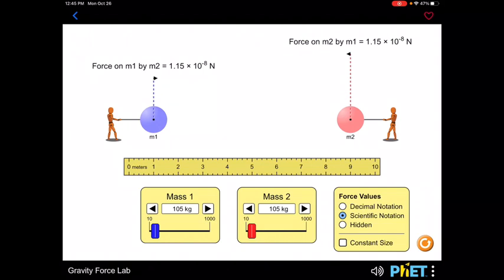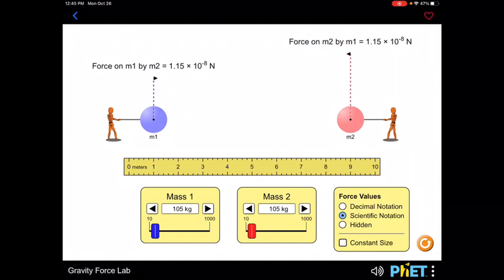And then the next column over, force on M1 by M2, we see that above the blue circle. So what we see there right now is 1.15 times 10 to the negative 8. Now, since the column on our data table already says times 10 to the negative 8th power, we don't need to write that on the data table. So what I'm going to write in the column for force on M1 by M2 is just 1.15.